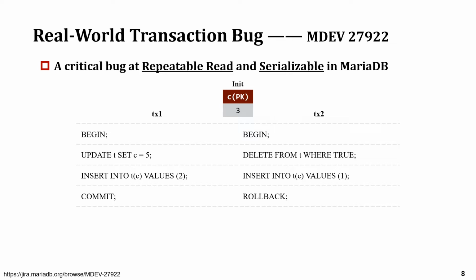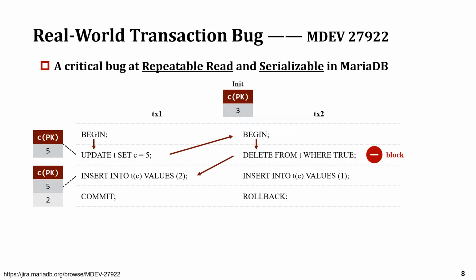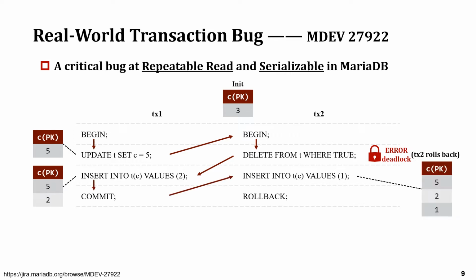So we show a simplified real-world transaction bug in MariaDB, which is detected by our tool. The initial table contains one primary key column with the record 3. Transaction 1 first updates the record to value 5. Transaction 2 concurrently tries to delete all data and is blocked. Then transaction 1 inserts a value 2. However, MariaDB encounters a conflict at this insert statement, resulting in a deadlock that occurs in transaction 2. In this case, transaction 2 is rolled back. Transaction 1 then is committed. Transaction 2 then inserts a value 1 and executes a rollback statement.